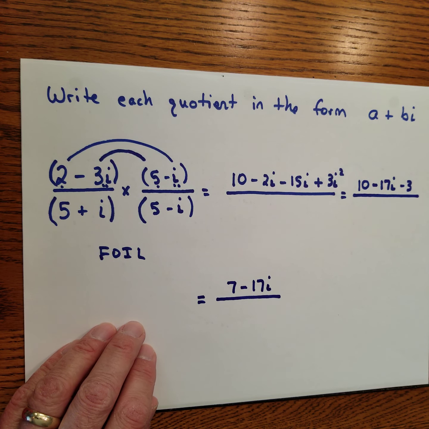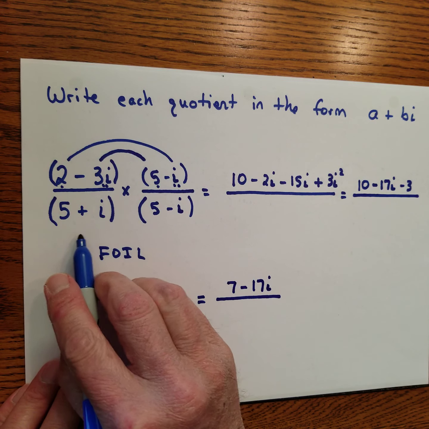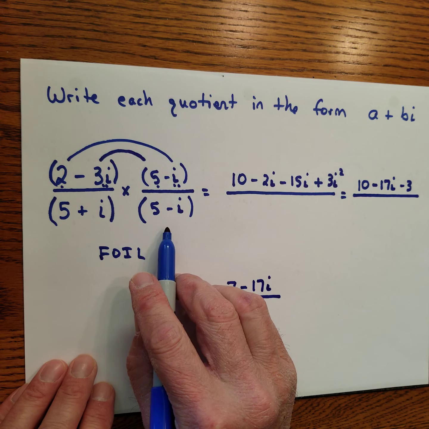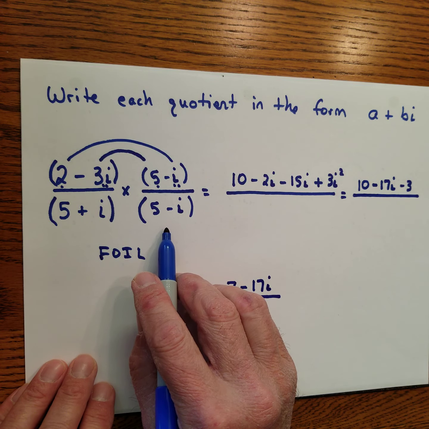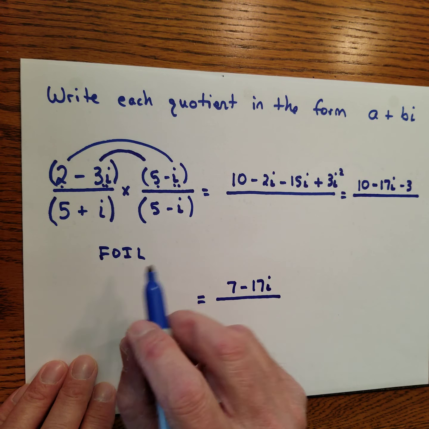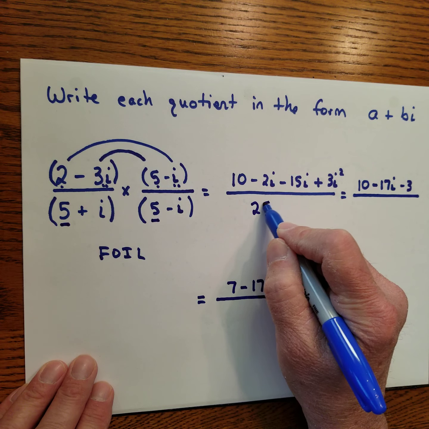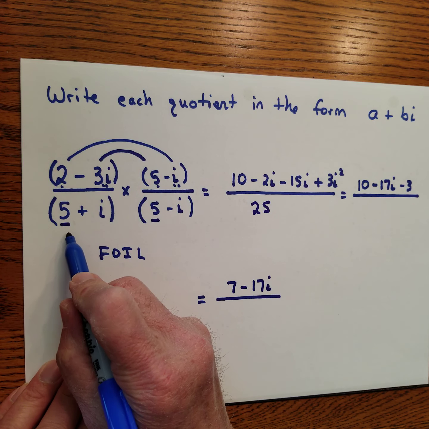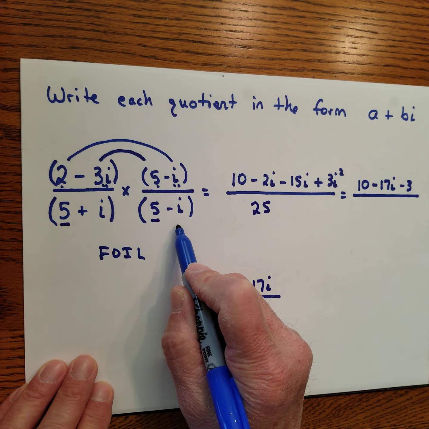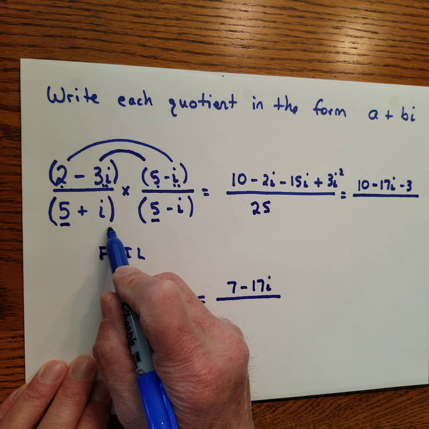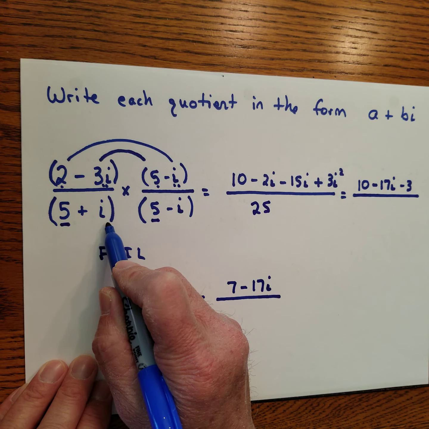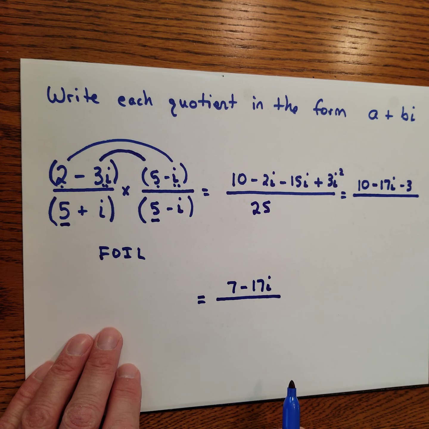Let's try the bottom. Now the bottom, those are conjugates. So when I multiply the outers and the inners, they'll add up to 0. Here we go. Multiply the firsts. 5 times 5. If I multiply the outers, that's negative 5i. When I multiply the inners, that's positive 5i. Those add up to 0, so don't write them.